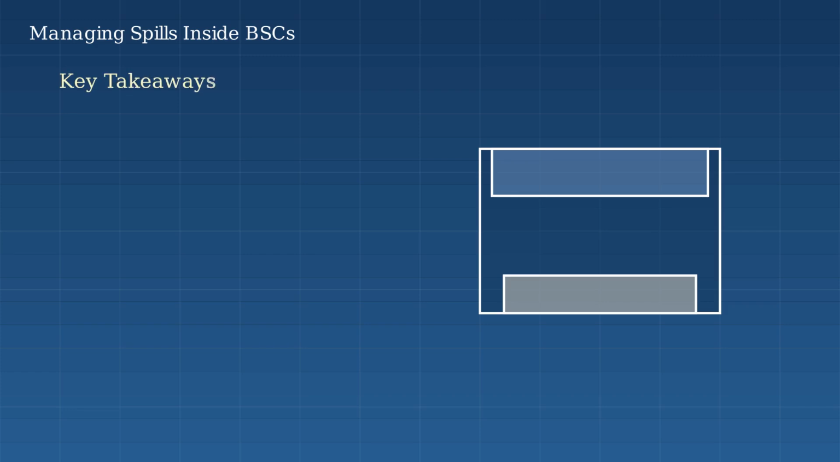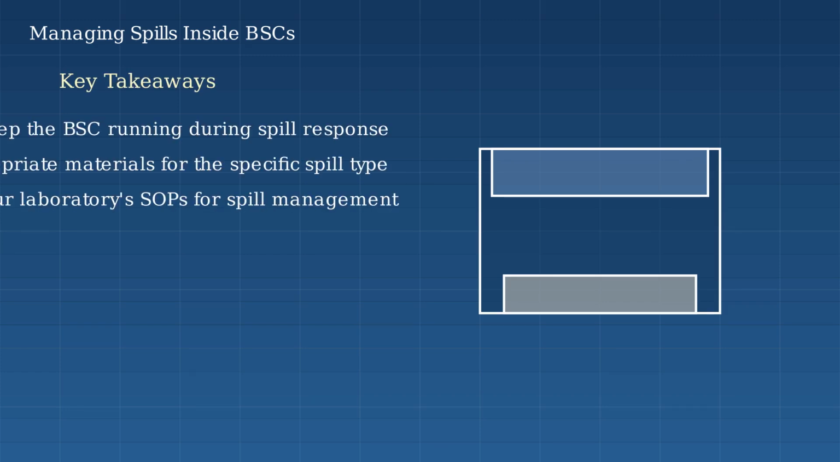To summarize the key points about managing spills in BSCs, always keep the BSC running during spill response. Use appropriate materials specific to the spill type. Follow your laboratory's standard operating procedures. Document all incidents thoroughly and know when to seek additional assistance.